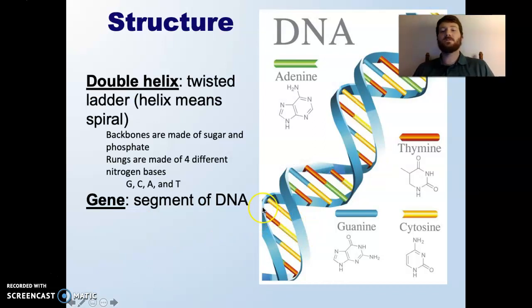DNA is a double helix twisted ladder. A gene is a segment of DNA. The rungs of DNA here are made of guanine, cytosine, adenine, and thymine. I think that's a bonus on your test, if I'm not mistaken. And they make you who you are, a combination of 4 letters of a genetic code.